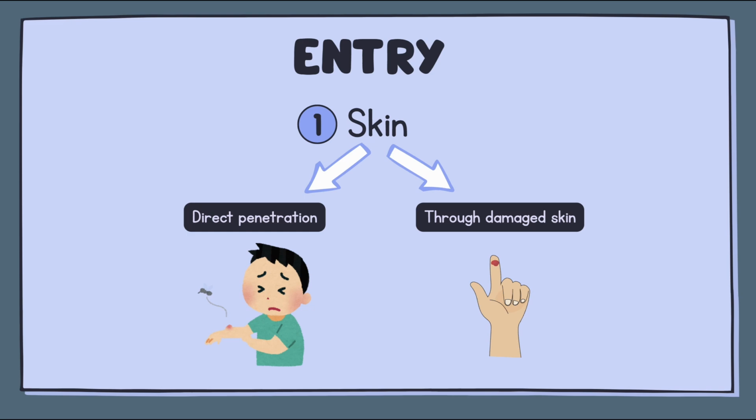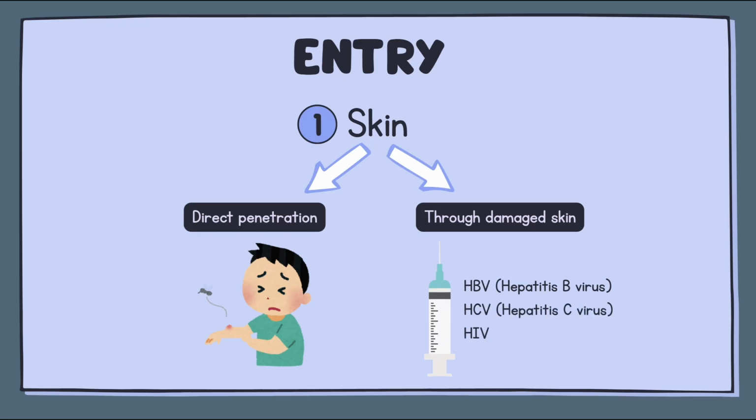Another important route is by needle stick injuries. Needle sticks are particularly dangerous because they can directly introduce viruses into the bloodstream. Examples of viruses that can be transmitted this way include HBV, HCV, and HIV.